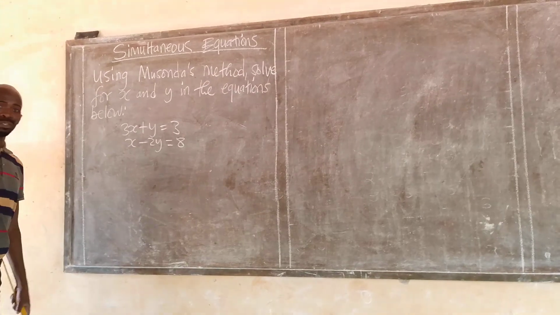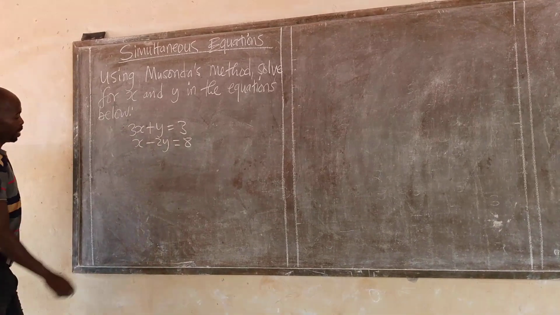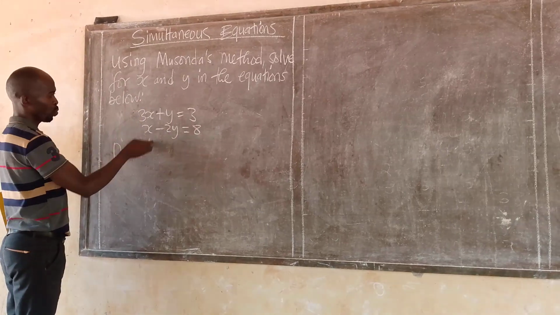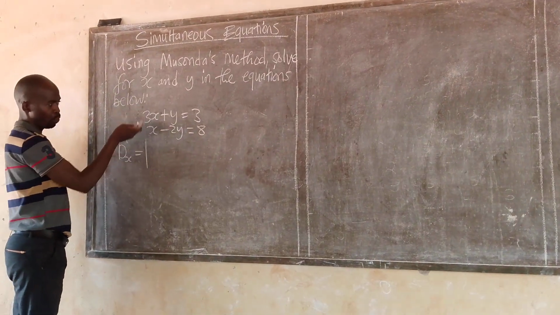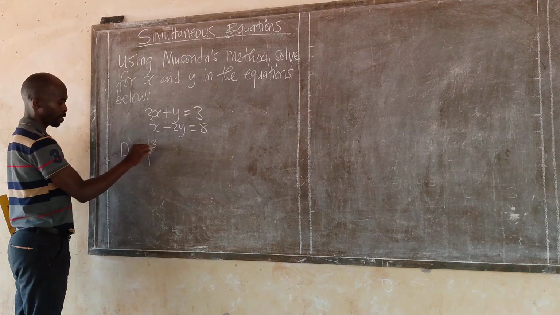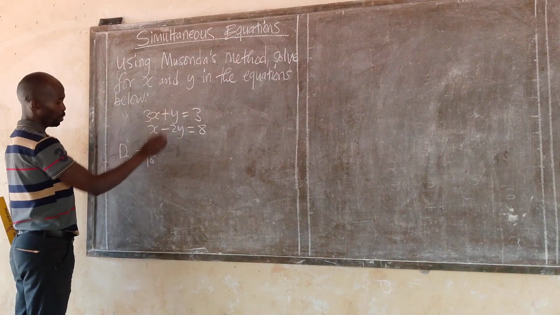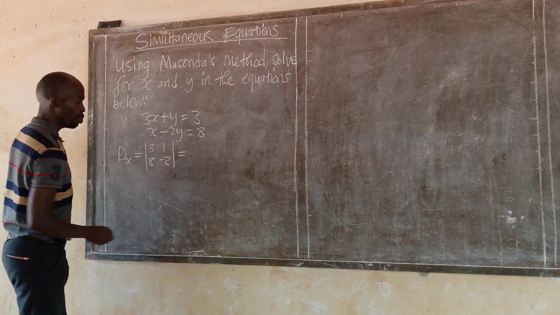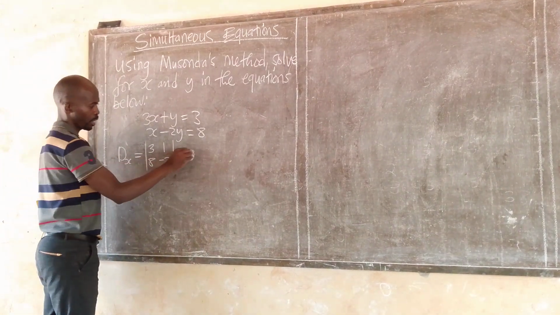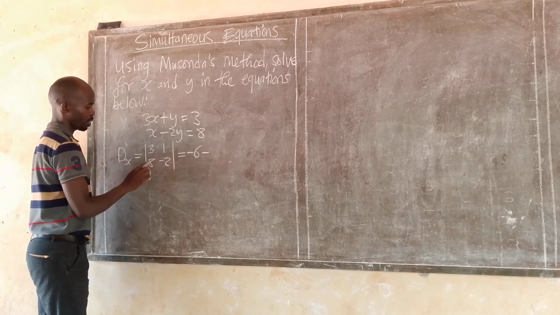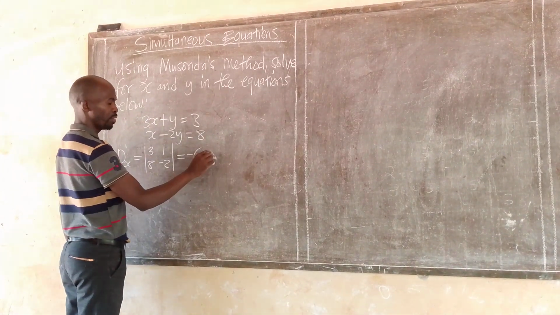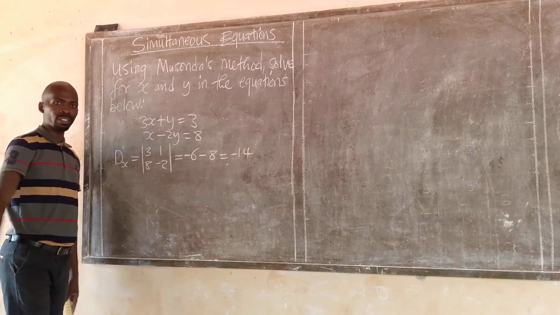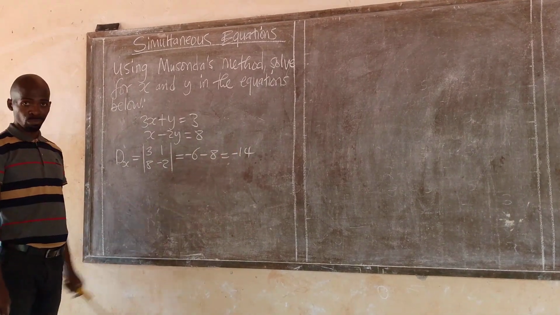So I'm going to find, first of all, the determinant for x, where I substitute the coefficients of x with 3 and 8. Then I have the coefficient of y, which is 1 and negative 2. So this will be equal to 3 times negative 2, negative 6, minus 8 times 1, that is 8, and the result is negative 14. So the determinant for x becomes negative 14.